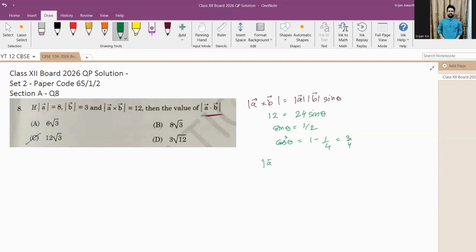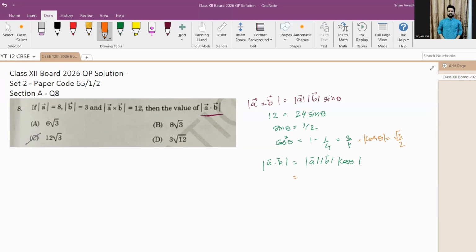So A dot B is equal to, A dot B was actually supposed to be AB cos theta, right? And since you take magnitude, it becomes magnitude here as well. I can write that cos square theta is 3 by 4. So cos theta is plus minus root 3 by 2. But since I'm using mod, I can say this is root 3 by 2.